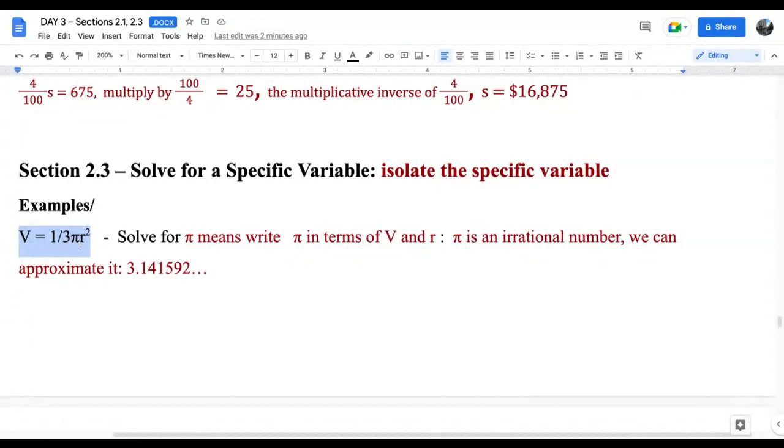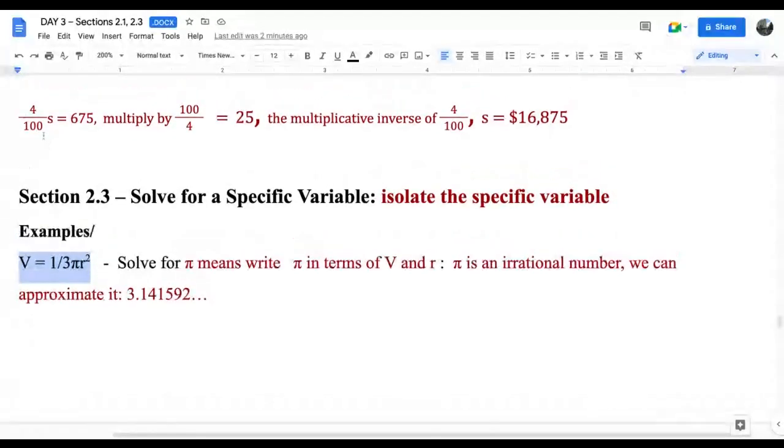V equals 1/3 of pi r squared. All right, let me write this into this form.